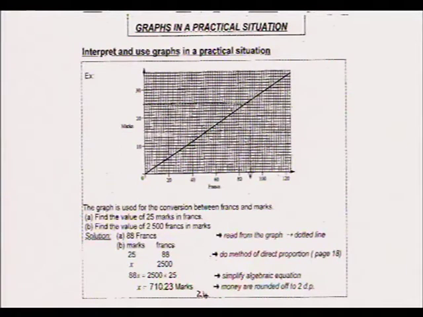When you have graphs in a practical situation, you have to interpret and use graphs in a practical situation. For example, the marks and the francs that you see there, how you read it off. This is a straight line graph, so it should quite be easy to do this. Remember, if you have to draw a graph, your intervals must be the same from 0 up to 20 and from 20 to 40 the same distance. From 40 up to 60 same distance. Always. So that it is neat and clear and done with a ruler.